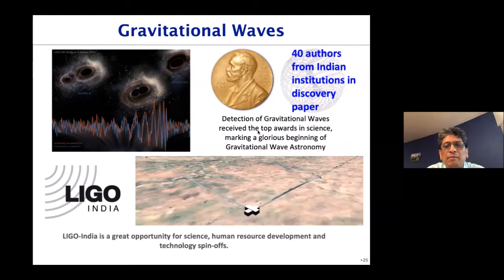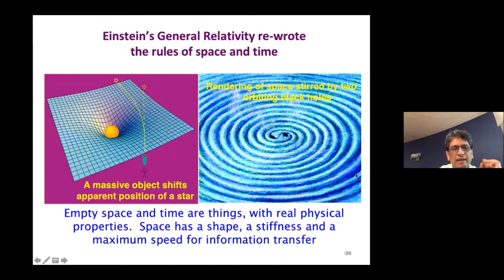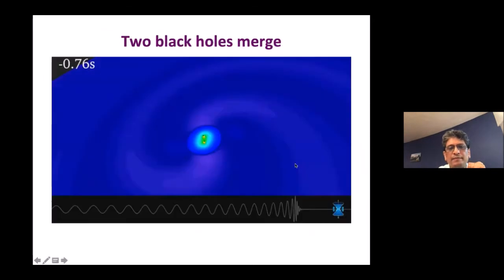In the discovery paper, there were about 40 authors from Indian institutions. There were 1,000 authors of the whole paper, and Indians played a very important role in developing the whole subject of how to detect gravitational waves and how to even model what kind of gravitational waves will come out of merging compact objects like neutron stars or black holes. Einstein's theory, as I said, not only predicts that light will bend as it goes around this bent space-time, but also that if you have compact objects moving around each other, they will stir space-time such that gravitational waves might propagate.